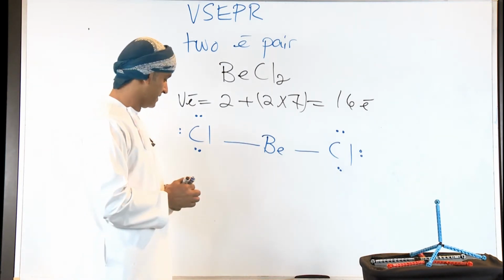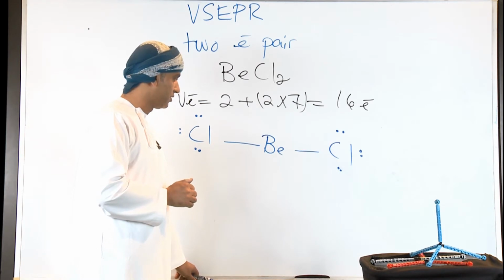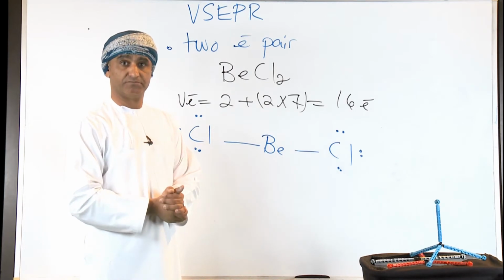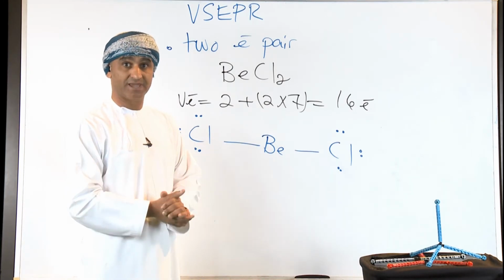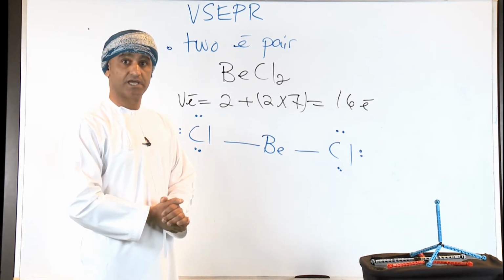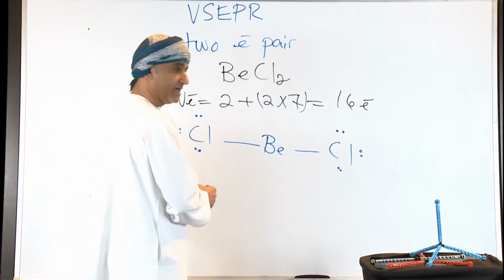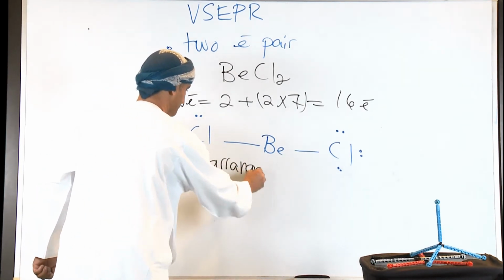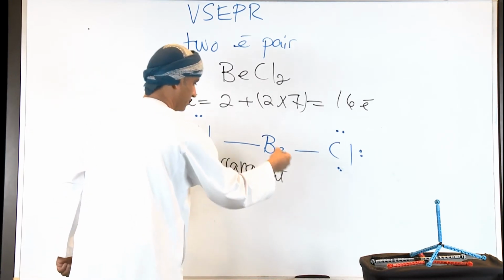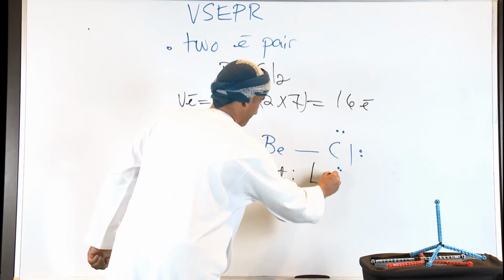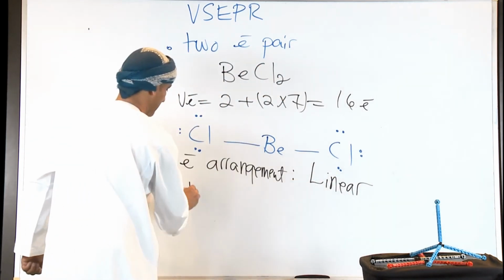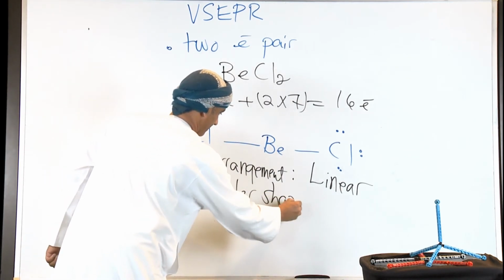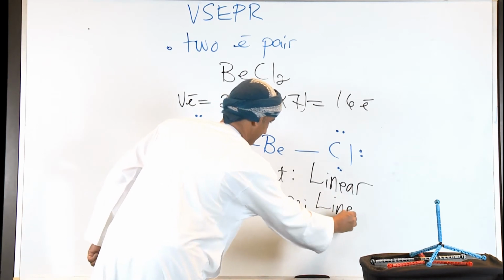If you look at the structure of beryllium chloride, you would find out that it is linear. The overall arrangement of electron pairs around beryllium, in this case, or the orbital shape, is linear, and the molecular structure is also linear. So let's write that down. So the electronic arrangement, or arrangement of electron pairs, or orbital shape, is linear. The molecular shape is also linear.